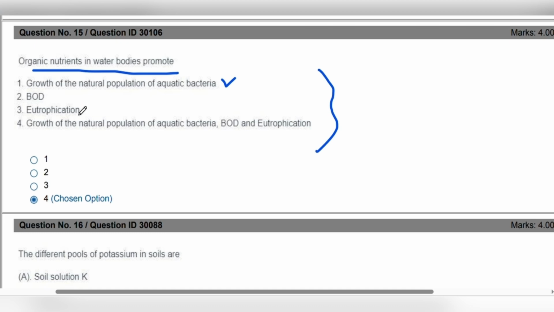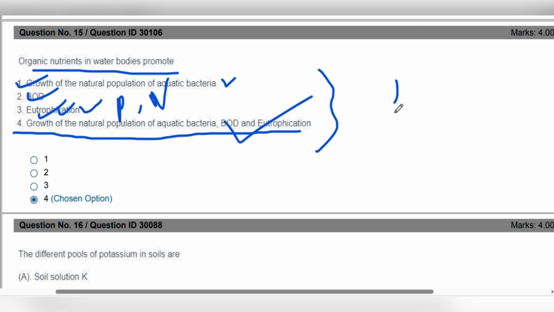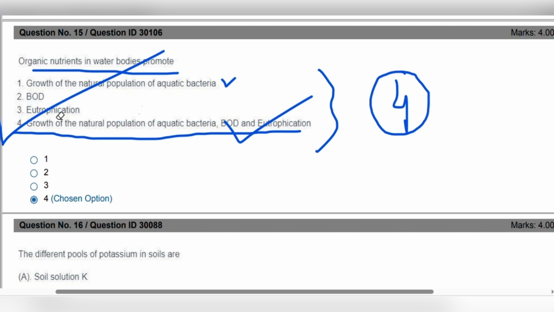And eutrophication, you know, is the flow of nutrients into the water bodies, which leads to incidents like algal bloom. Excessive flow of nutrients like phosphorus and nitrogen into the water body is called eutrophication. So this is correct, this is correct, this is also correct, and you can see in option 4 all 3 options are listed. So the correct option will be option 4. You have to be very careful and read all the options, and then only you can get full marks in this question. It will be option 4. Alright. Very nice. Let's move on.